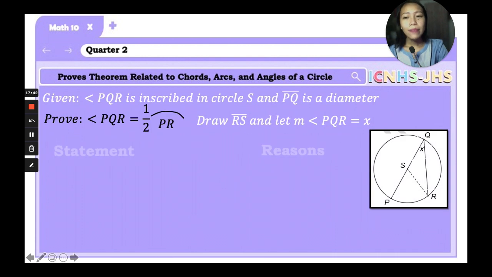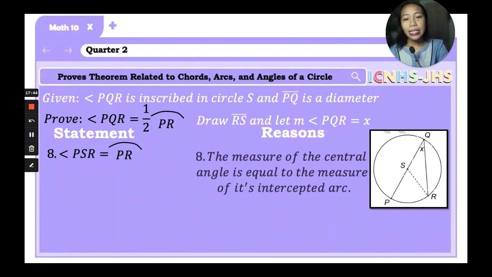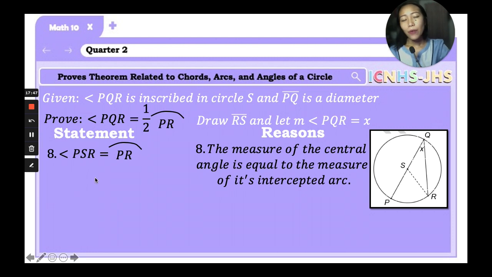We're not done yet, because for our eighth statement, we can say that our angle PSR measures the arc PR. Why do we say so? Because our PSR is a central angle, and the measure of a central angle is equal to the measure of its intercepted arc. In this case, what is the intercepted arc of our central angle? It is the arc PR. It is clear in our illustration.